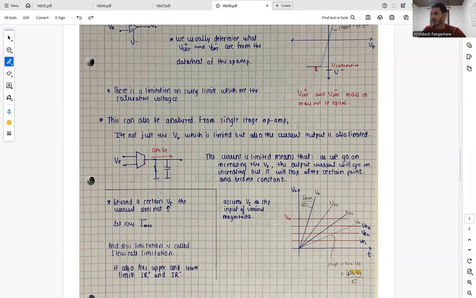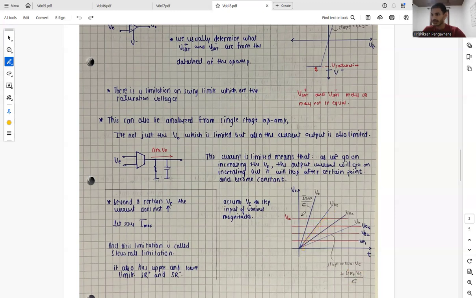Now as we apply a higher value of VE, the current will increase, and thus the slope will increase, and we have this curve. Let's say again we applied a higher value of VE, again the current will increase, and thus the slope will increase, and thus we have this curve.